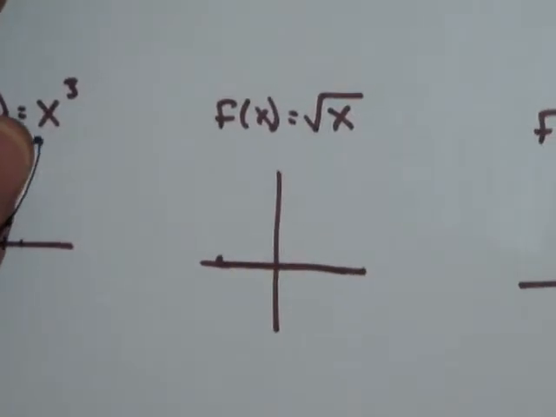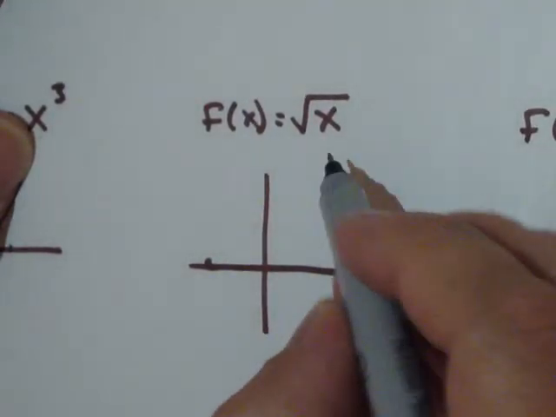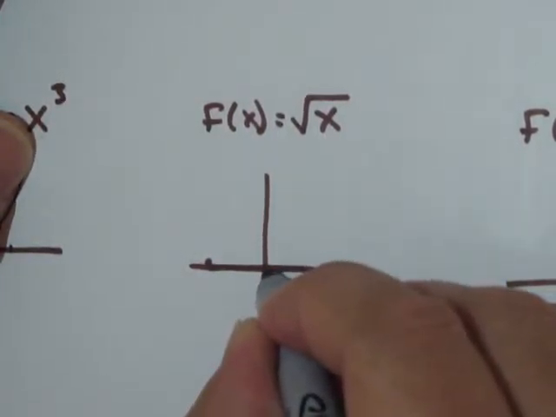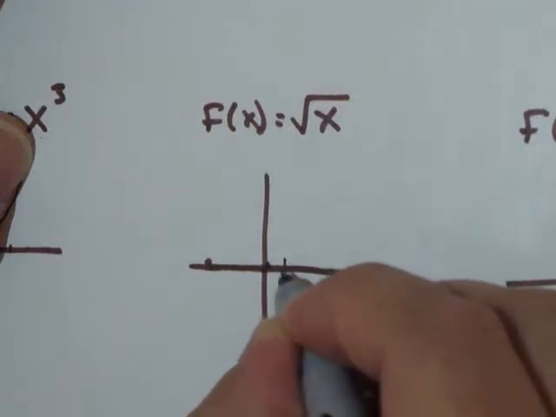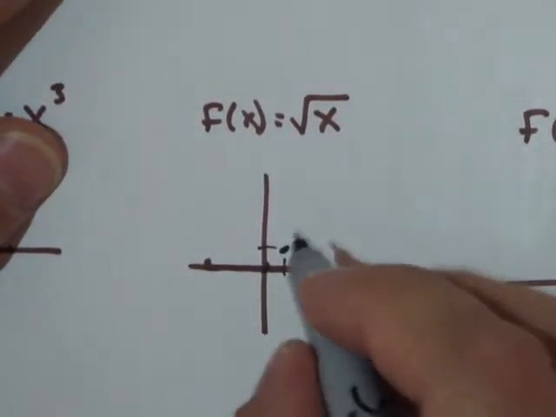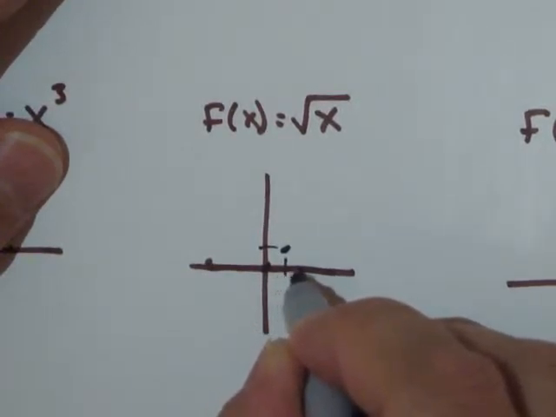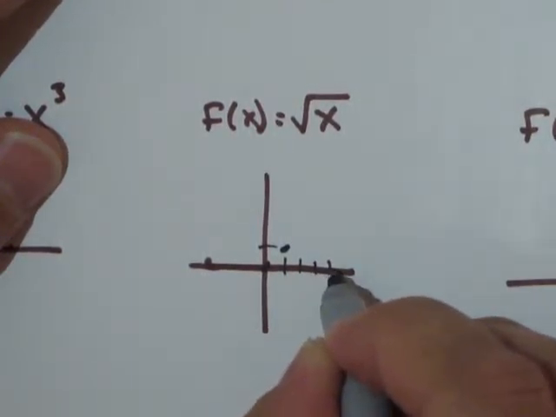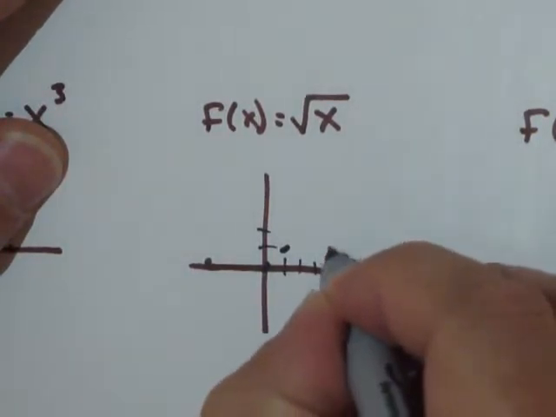The square root function looks like this, and for every number that goes in, the square root comes out. So the square root of 0 is 0, so we have the point (0, 0). The square root of 1 is 1, so we have the point (1, 1). And then we have to get a little creative. If a 4 goes in, then a 2 would come out, because the square root of 4 is 2.